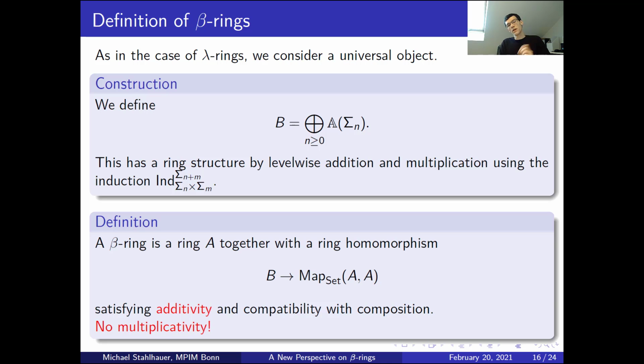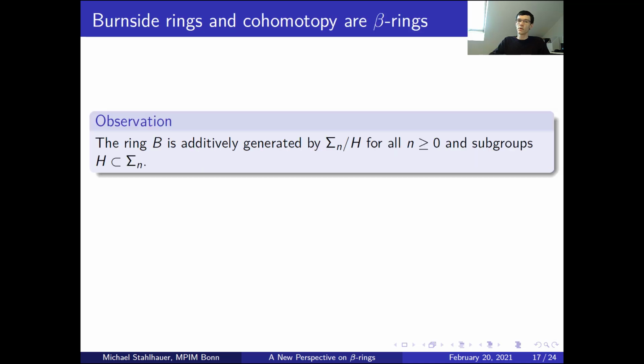But first I want to see how cohomology and Burnside rings now really are beta rings with this definition. And for this we study the ring beta itself a bit more. So in fact, beta is generated by these finite sets, Sigma n mod h, for all choices of n and for all subgroups h of Sigma n. But here, this is just an additive set of generators, not like a set of polynomial generators as we had in the case of lambda.